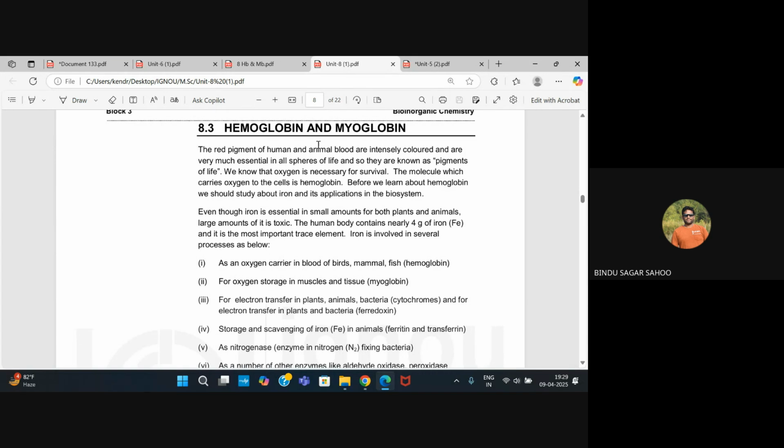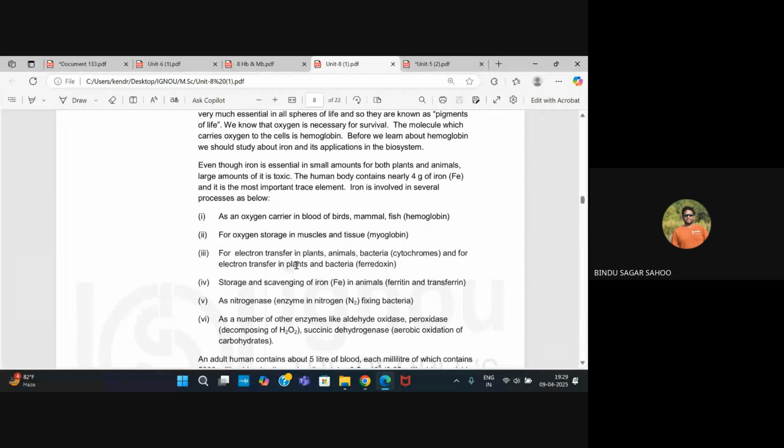In other proteins, such as iron sulfur proteins, iron can be part of the chemical constituents. You can see in cytochrome also iron is present, in reduction also iron is present. In proteins like ferritin and transferrin iron is present, and in certain enzymes required in nitrogen fixation iron is also essential. And in some other enzymes, aldehyde oxidase, peroxidase, catalase, succinic dehydrogenase, iron is essential.